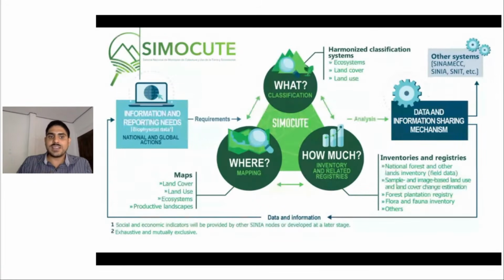This is conceptualized as an integrated system of systems founded on three interrelated processes: classification, that responds to the question of what; mapping, related to the question of where; and inventory and related registries that tell us how much. The classification process provides common land use, land cover, and ecosystem classification systems that are used by all the subsystems of the inventory and mapping processes. The subsystems interrelate synergistically to increase the value of the data.